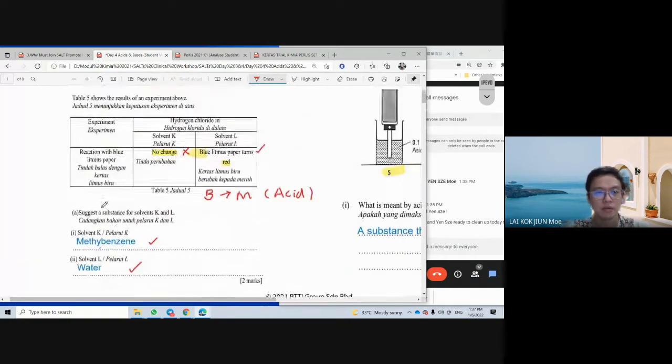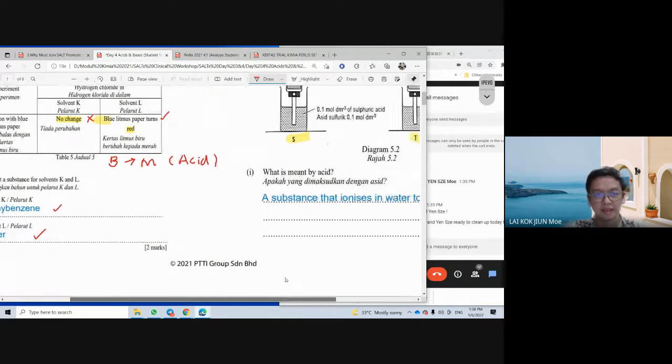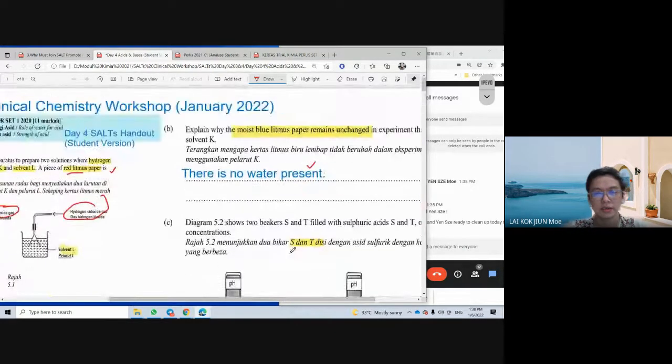Okay. So you can get any example of the organic solvent, methyl benzene. Another one for the L solvent is definitely water lah, because they need to dissolve the acid inside, dissolve the hydrogen chloride. Okay.